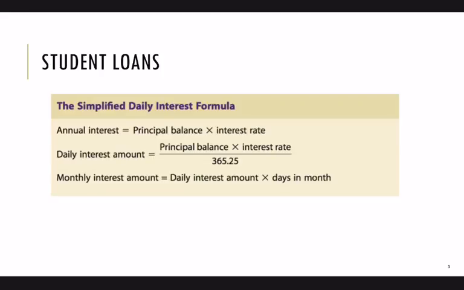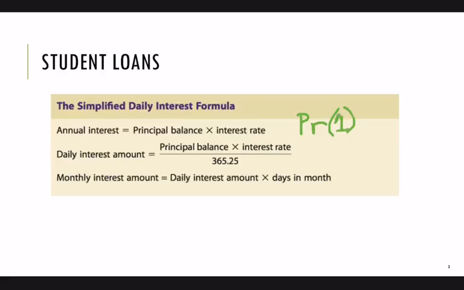This is a formula for calculating daily interest, and this is a little bit different than some of the other interest formulas we've used, but you also will see some similarities. So first of all, the annual interest. This should look similar to simple interest. We find annual interest by multiplying the principal balance times the interest rate. So that's like principal times rate, as if the time were 1 for 1 year. Okay, so that should look familiar.